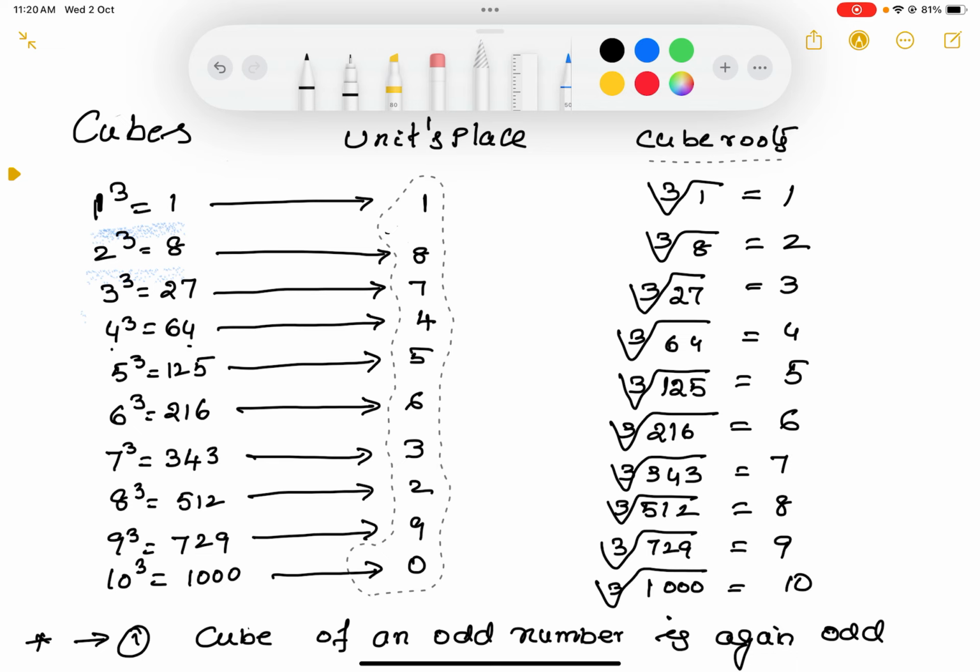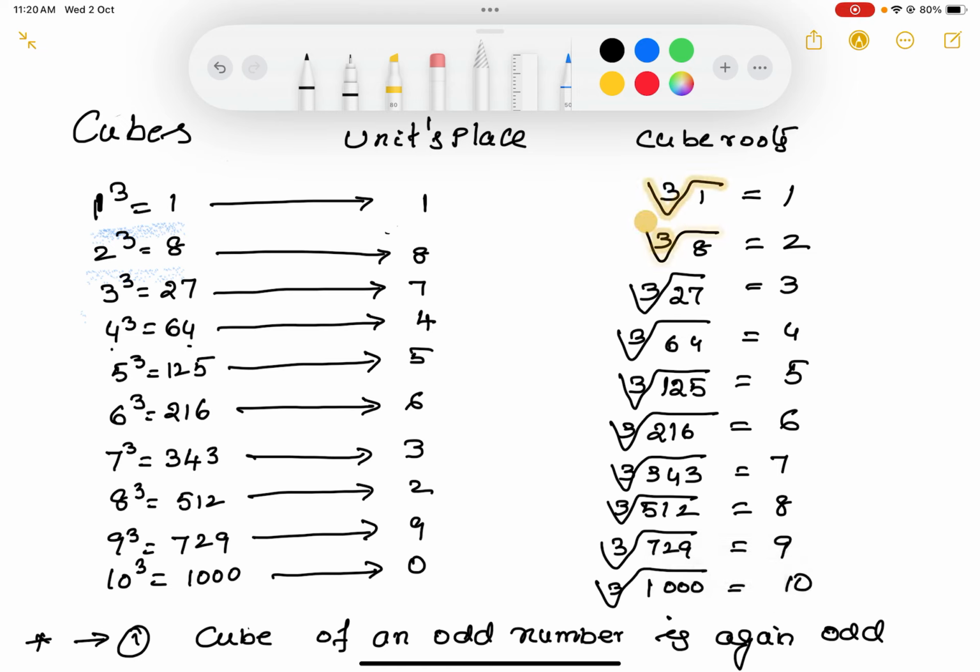Now let us come to the cube roots. What is meant by cube root is this: once you have a cube, 2 cube is 8, so the cube root of 8 is 2. In the reverse way, the cube root of 343 is 7. The cube root of 729 is 9. Like this you have to memorize these also.